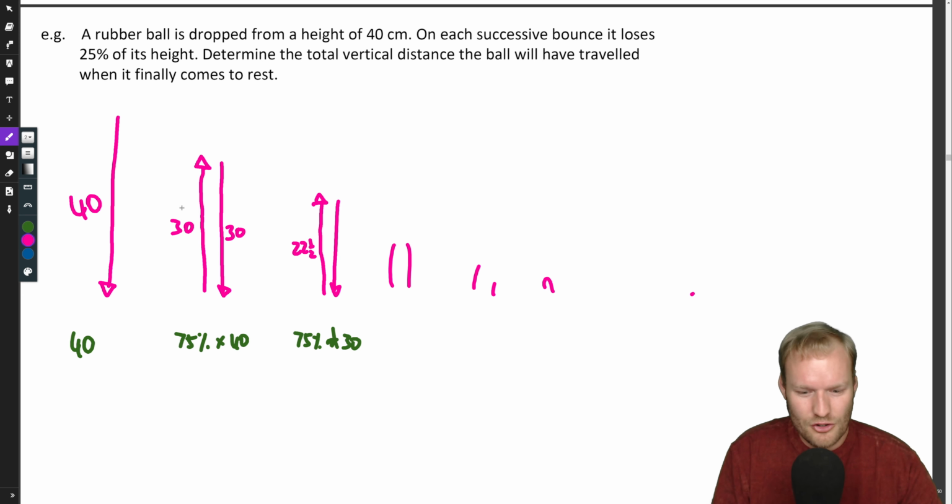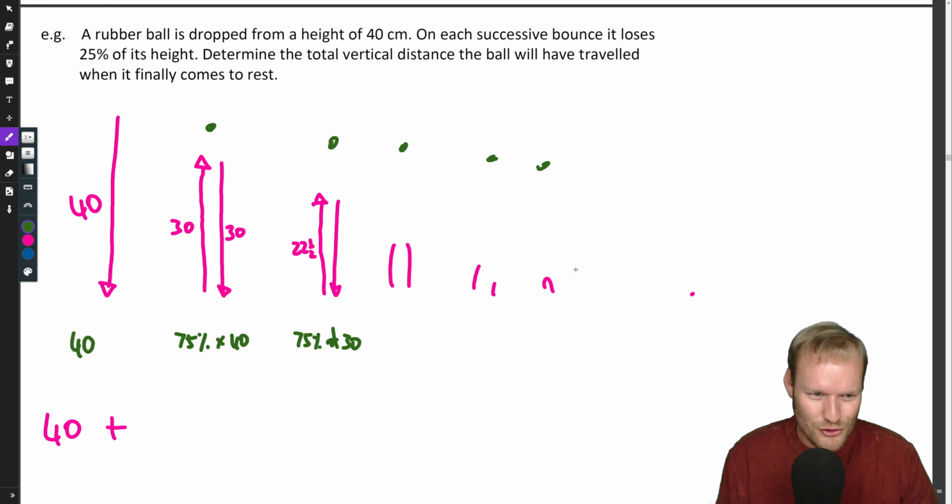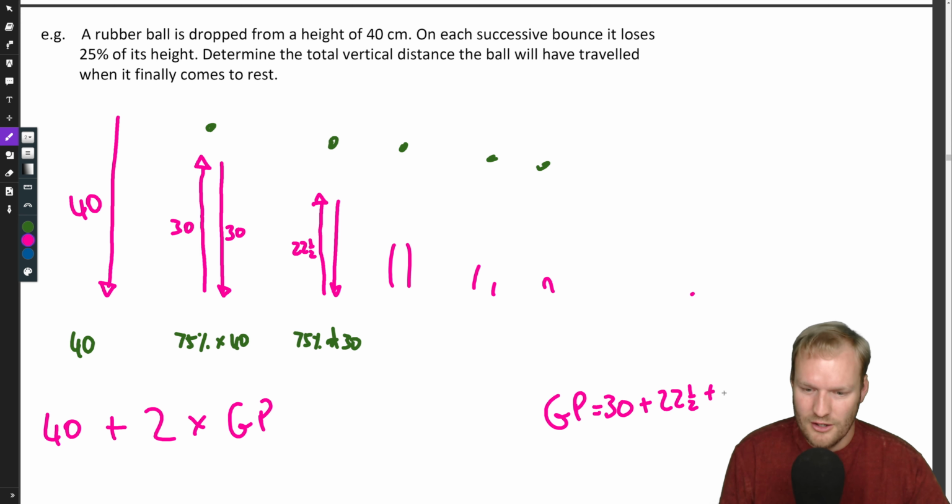Now let's turn this into a sequence. So we've got the 40 over here, plus each of these over here. Each time it's going up and down. The way I see it, and there are a couple of ways to do this, is that it's going twice this geometric progression. So twice 30 plus 22.5 plus. So this geometric progression that I'm talking about is the 30 plus the 22.5 plus, and it's going to keep doing that forever and a day.